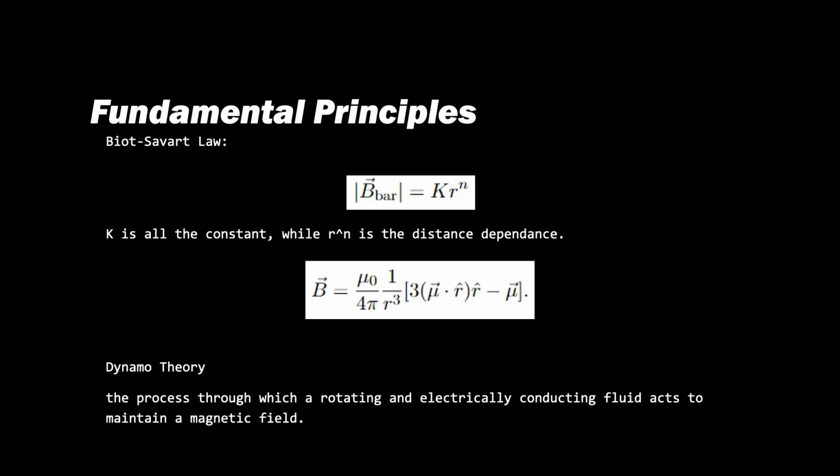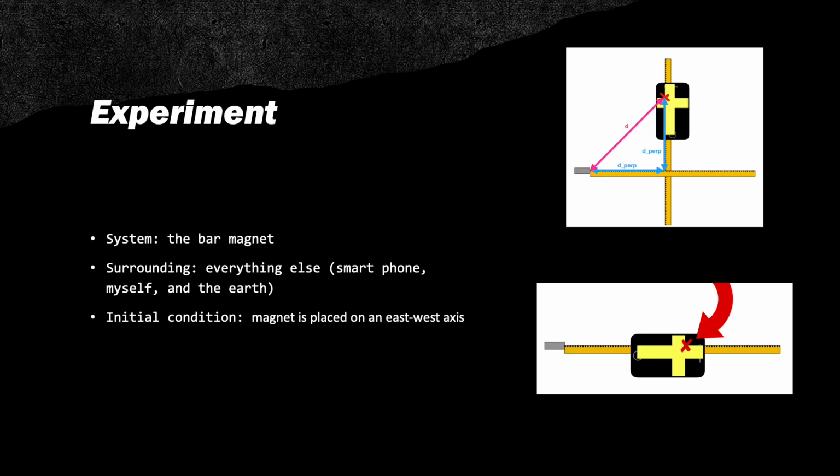The fundamental principles of this lab include the Biot-Savart law, which states that the magnetic field due to a tiny current element at any point is proportional to the length of the current element, the current, the sine of the angle between the current direction and the line joining the current element and the point, and inversely proportional to the square of the distance of that point.